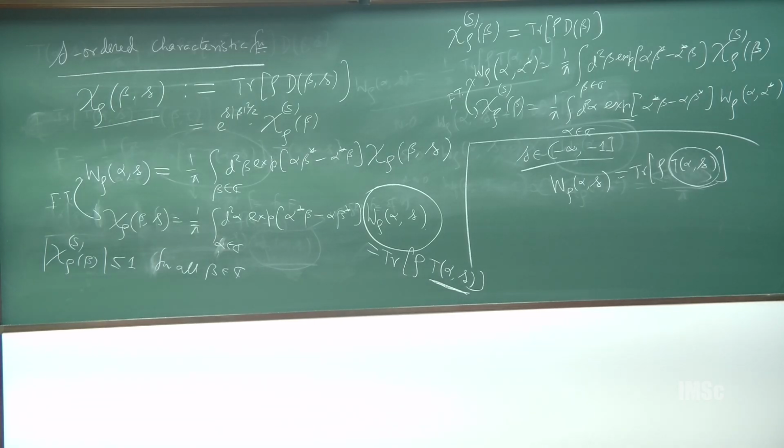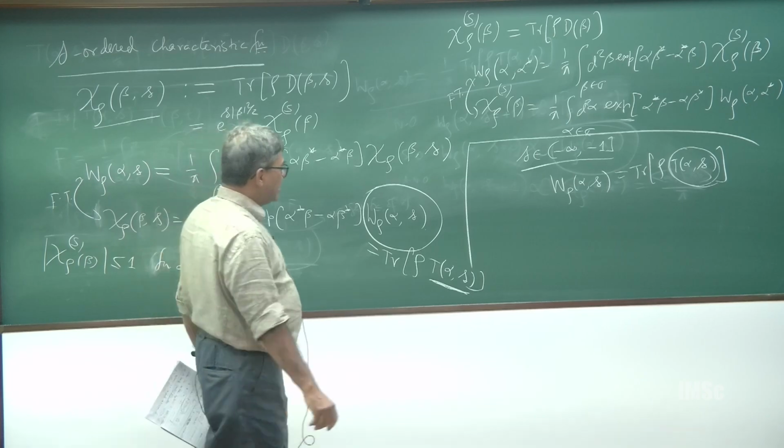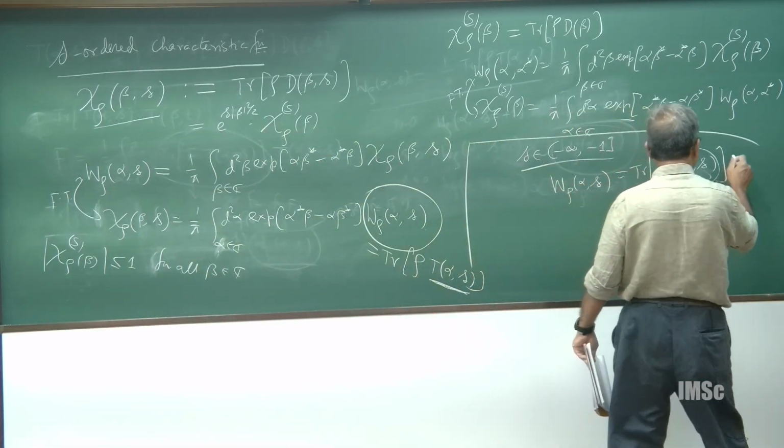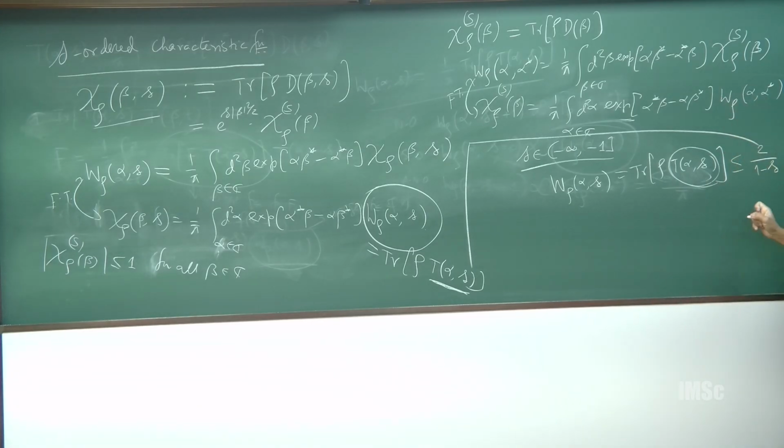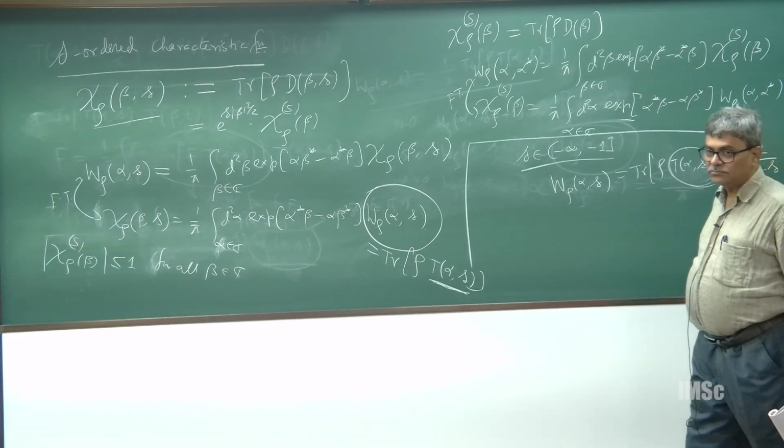2 by 1 minus s, yes, isn't it? Yeah, as a function of S, yes, 2 by 1 minus s. So, therefore, this quantity is less than or equal to 2 by 1 minus s. Is that correct? Of course, for s equal to minus 1 also, this is fine here.